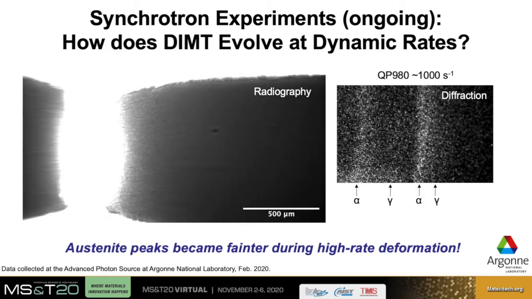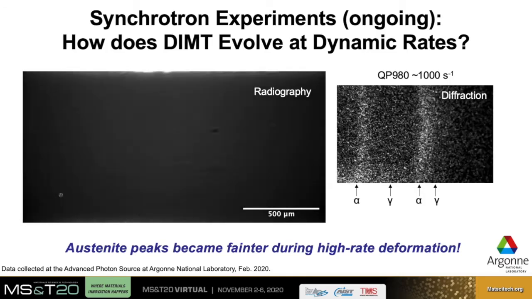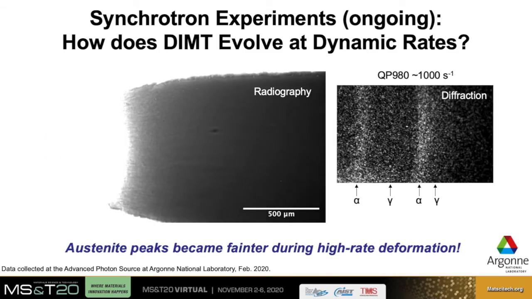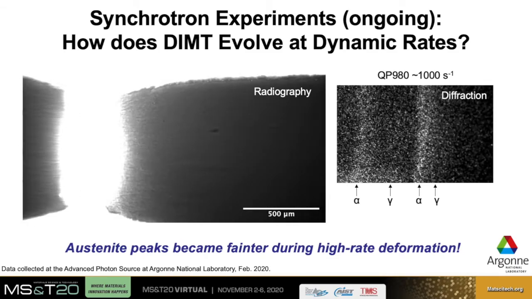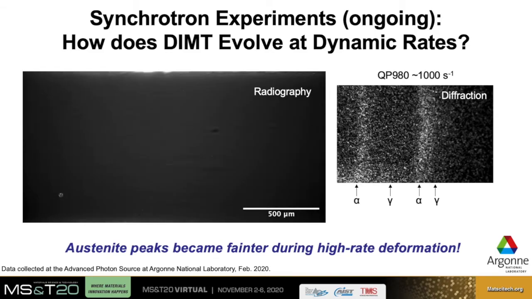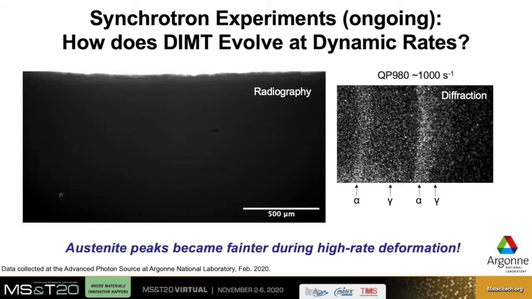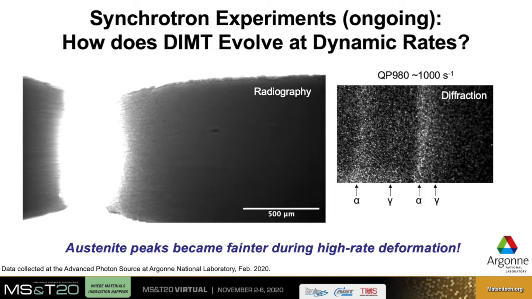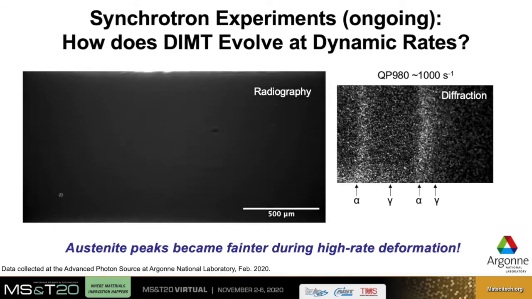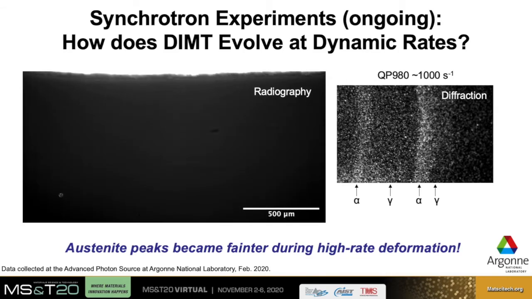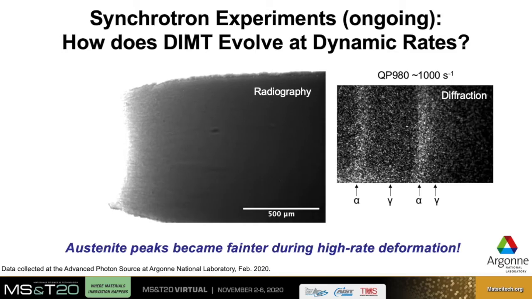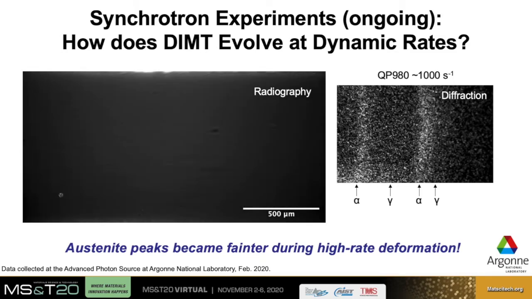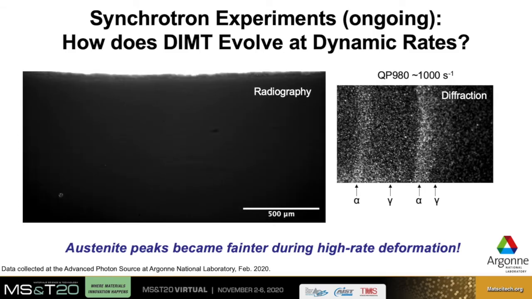So, since we quantifiably measured the extent of the ductility and transformation trough for low strain rates, it's logical to perform experiments that resolve TRIP response at very high strain rates as well. This is an example of a recent high-rate experiment that was performed at the Advanced Photon Source at Argonne National Lab in February of 2020. With synchrotron radiation, we were able to record high-rate radiography and diffraction videos for Q&P steels deformed at rates of 1,000 per second using a Kolsky bar. Additionally, we were also able to record load displacement data.